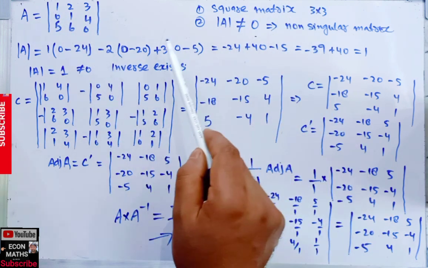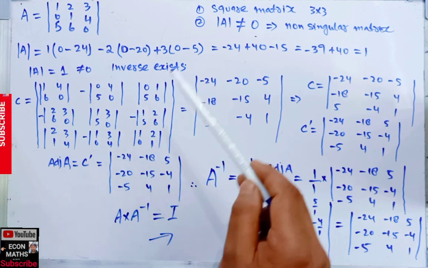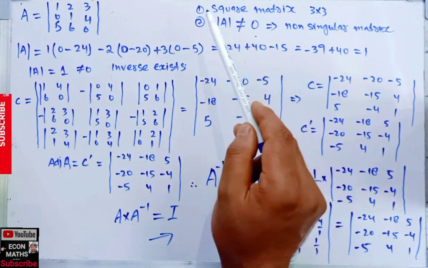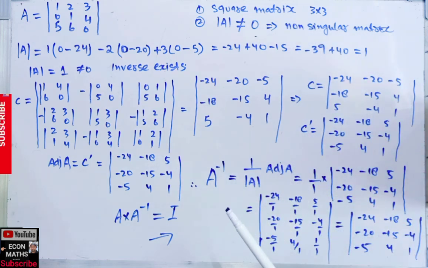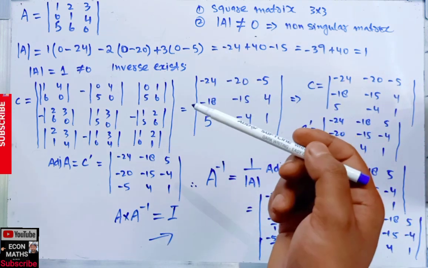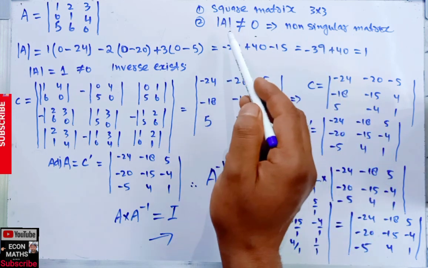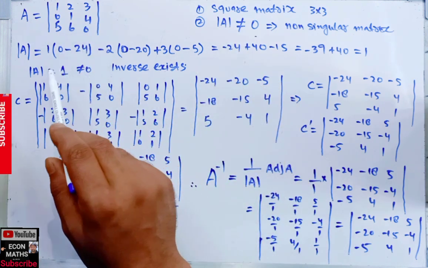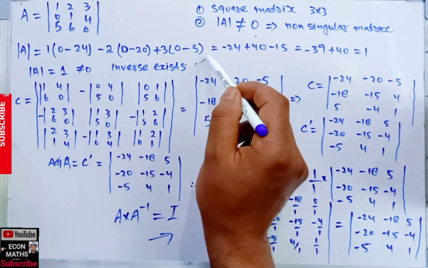The second condition was that the determinant of the given matrix must not equal 0. That is, the given matrix must be a non-singular matrix. A matrix where the determinant is non-zero is a non-singular matrix. Here both the conditions are satisfied because first it is a square matrix. Similarly, the determinant is 1 which is not equal to 0, so the inverse exists.